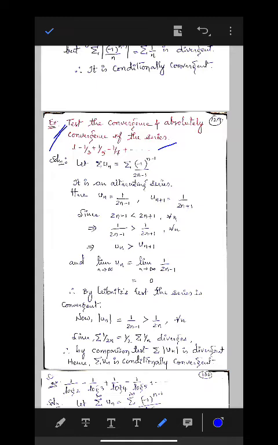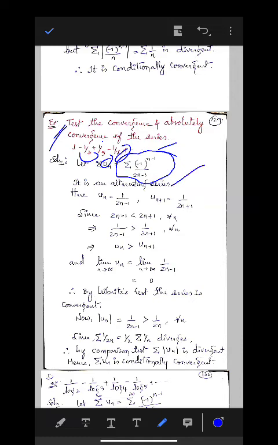So summation un, as it is given, you need to write. Summation un is equal to summation over n equals 1 to infinity. Alternately they have given plus and minus. Therefore minus 1 whole raised to n minus 1 divided by 2n minus 1. All the denominators are odd terms: 1, 3, 5, 7. So it is an alternating series, right?